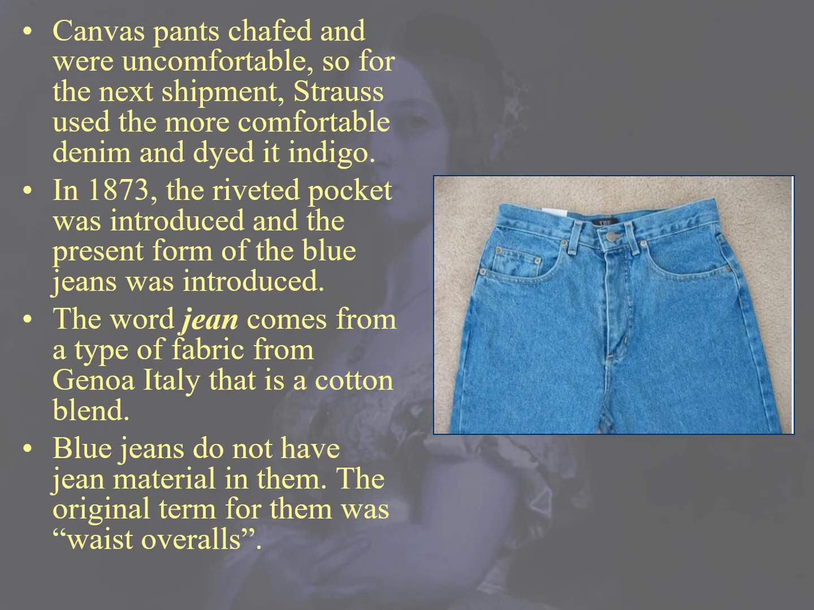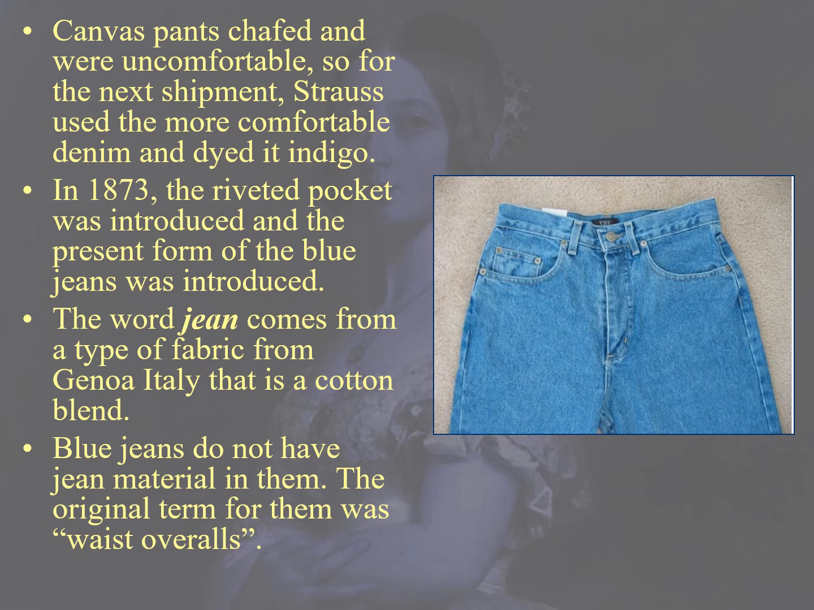However, canvas pants aren't very comfortable. So he found a rugged cotton weave. We talked about denim, and he dyed them indigo. And in 1873, he added the riveted pocket. And then we have the blue jeans. So this is reinforced with the rivets. It doesn't wear out. He called them jean because he liked it.